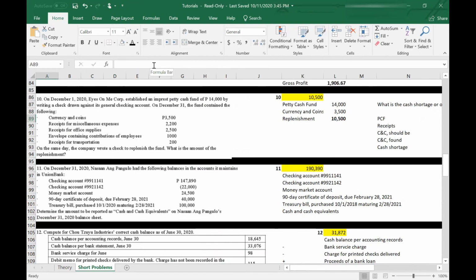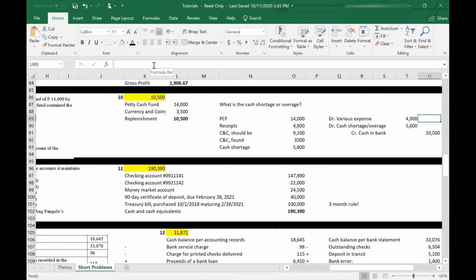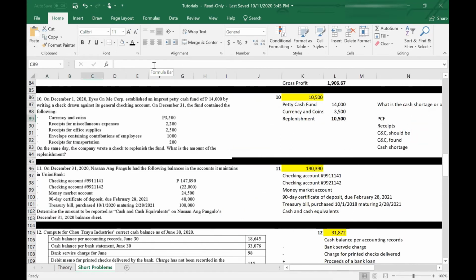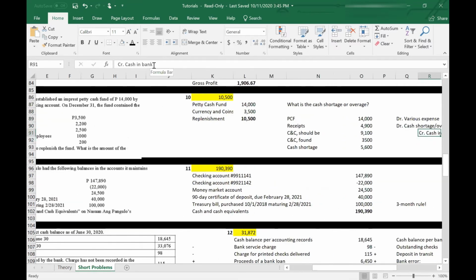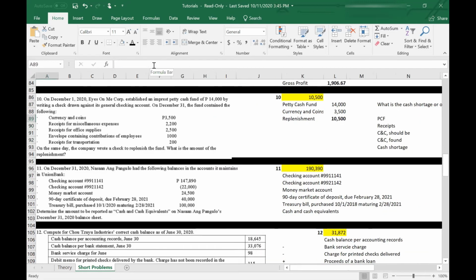What if the problem asks you to get the amount of shortage or overage? So how do you get that? Your PCF is 14,000. The receipts amounted to 4,900. That's the sum of 2,200, 2,500, and 200. Meaning that's what you spent. That's receipts for your miscellaneous expenses, office supplies, and transportation. That amounts to 4,900. This envelope containing contribution of employees, 1,000 pesos.